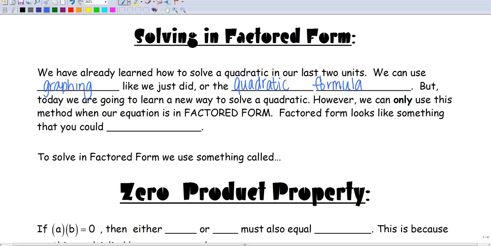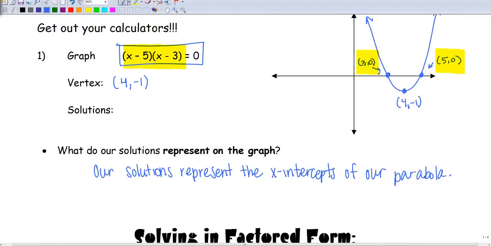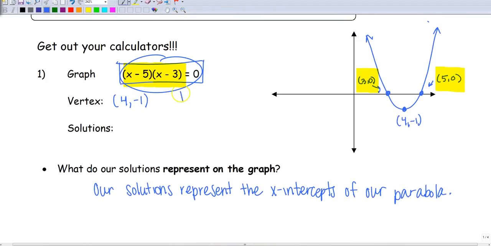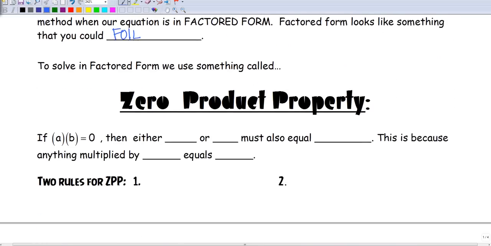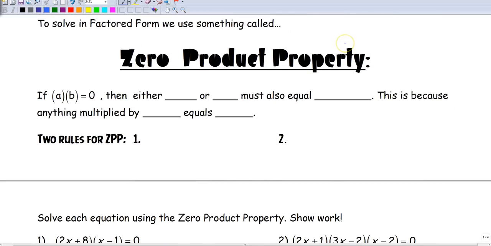Factored form looks like something that you could FOIL. Okay, so it's the thing with the parentheses up here. This is factored form. Okay, not standard form. This is factored form. So basically, to solve in factored form, we're going to use something called the zero product property. So the zero product property basically says that if you're multiplying some number a by some number b, and you get 0, then either a or b must also be equal to 0.